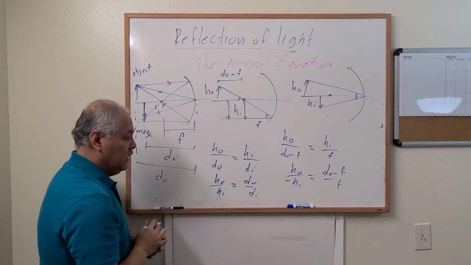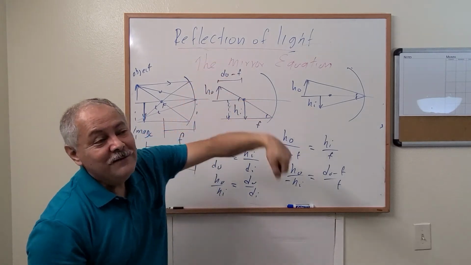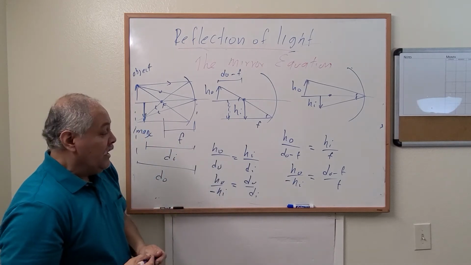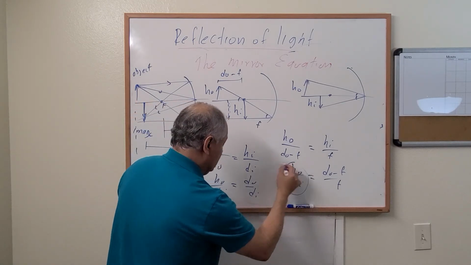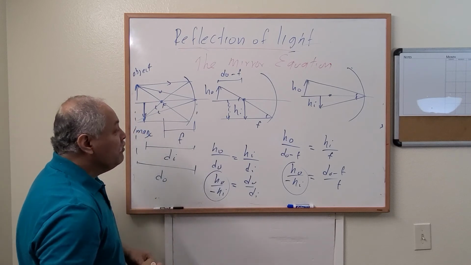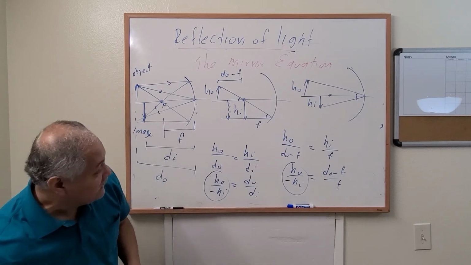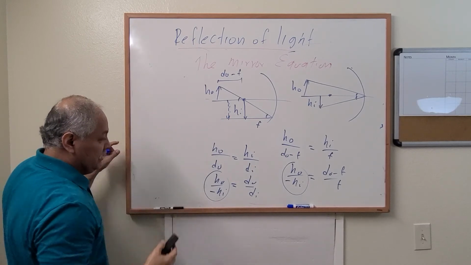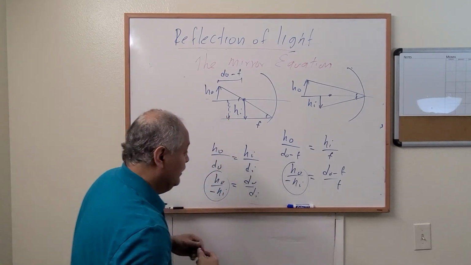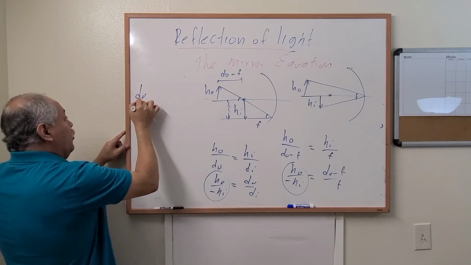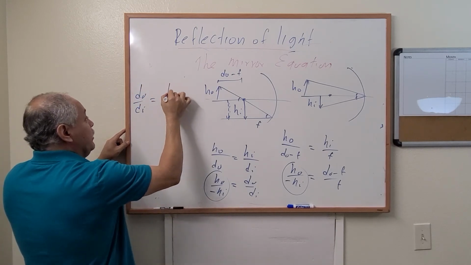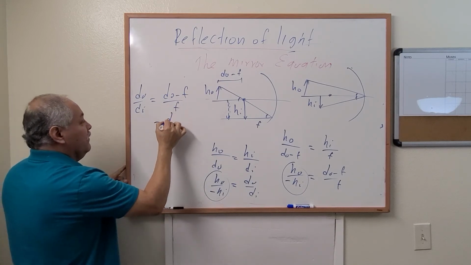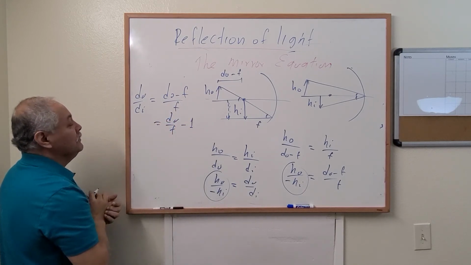Now let's rearrange it again, and we have that HO over HI equals dO over dI. Again, this is the convention that if the image is upside down, HI is negative. Now these two quantities are the same, which means that these two equations are the same too. So we have that dO over dI must be equal to dO minus F over F. And what is this? This is dO over F minus 1, correct?